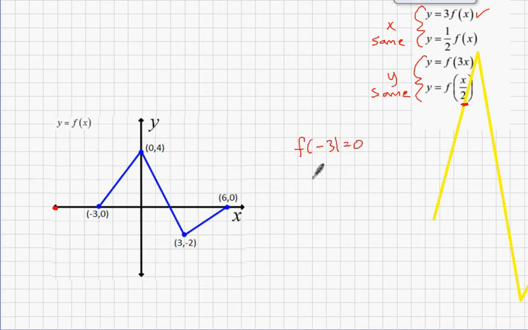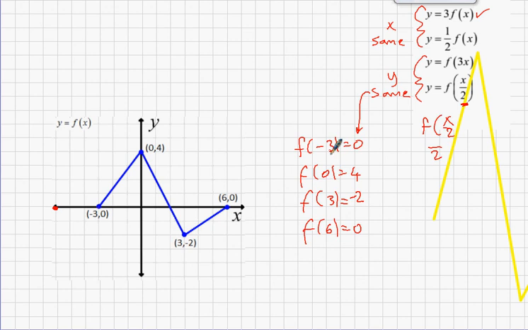Remember the idea from the lesson time, I have written each point like this: f of 0, 4. f of 3, minus 2. Then f of 6 equal to 0. Then on the right side, I wrote f of x over 2, keeping the y number the same. So which number over 2 gives us the number 3? First x number, minus 6. Which number over 2 gives us 0? The second number, 0 again.